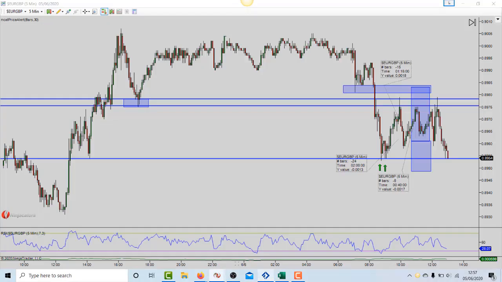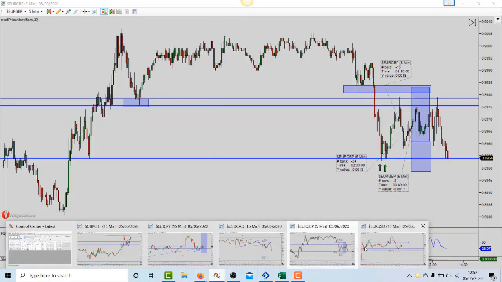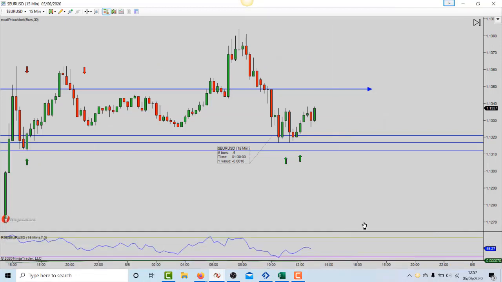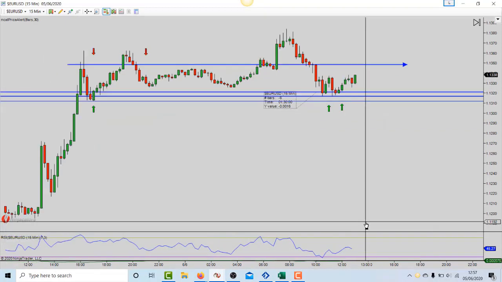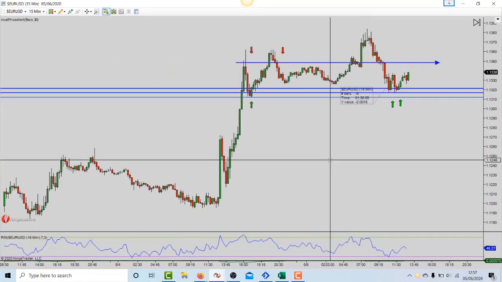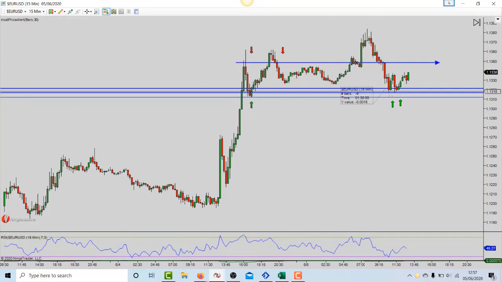Okay, so let's move across to the euro dollar. Again, I'm using NinjaTrader here because I did all my working out on Ninja and just placed it with MT4. Double bottom. Hopefully we're going to get a confirmed break, a close above here. If we do, I'll be able to scale into that position again.